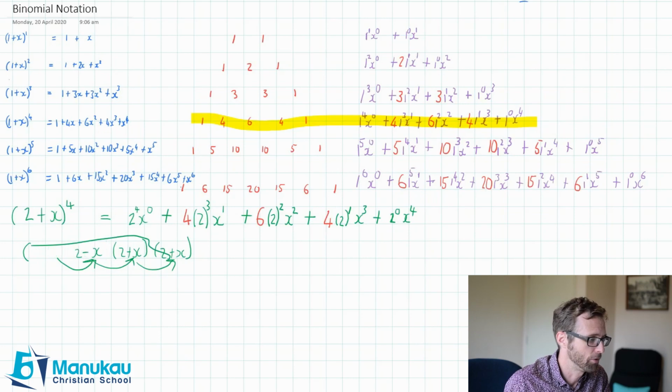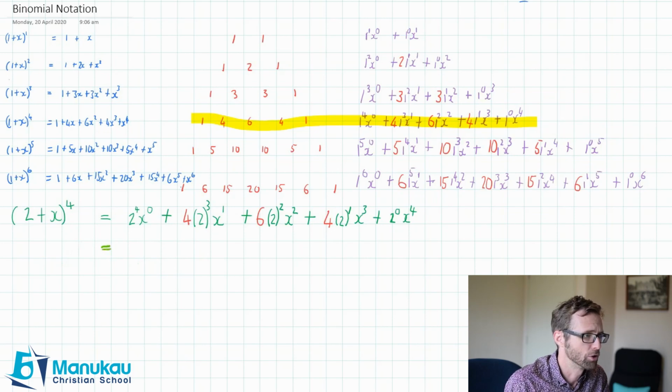Alright, so the first term, we have 2 to the power of 4. What is 2 to the power of 4? 2 to the power of 4 is 16, 2 times 2 times 2 times 2. Our next term is 4 times 2 cubed. 2 cubed is 8, so 4 times 8 is 32. So our next one is 32x.